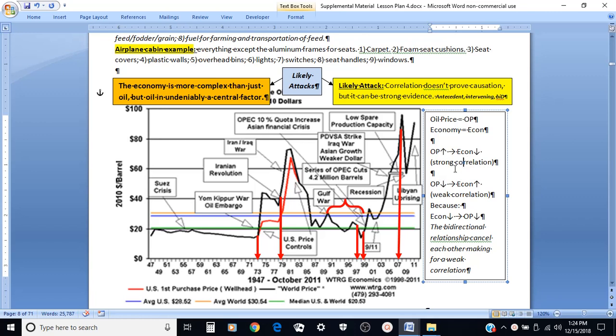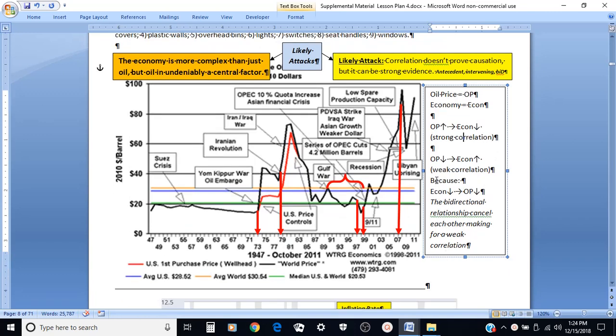So this is a very strong correlation. It's been proven. However, there's a weak correlation between oil price going down and the economy going up. And I believe this is because there's a bidirectional relationship. So as oil price goes down, the economy can go up, but as the economy goes down, oil price goes down. So these are opposing. One is an inverse relationship. This is a direct relationship, right? And these cancel each other out, making this correlation weak.